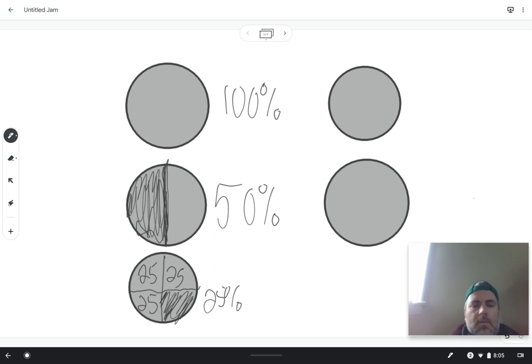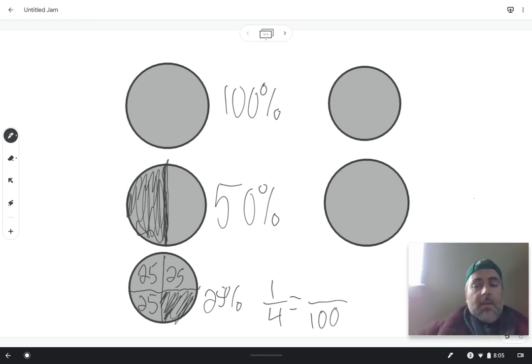Now, again, we're looking at 1 out of 4 parts is shaded. What is that out of 100? Well, 100 divided by 4 is 25. Okay, 4 times 25 is 100. 1 times 25 is 25. That's 25%.